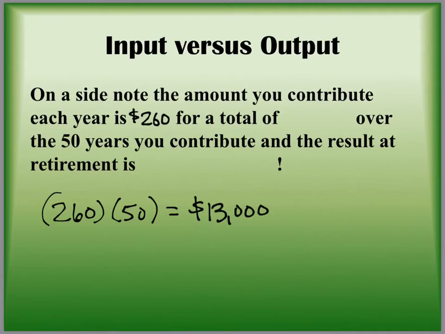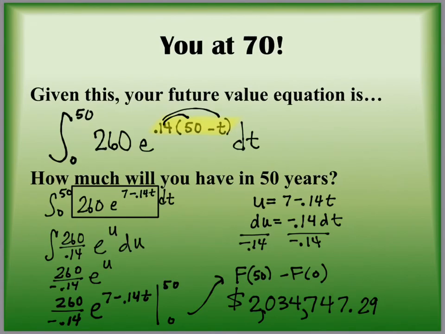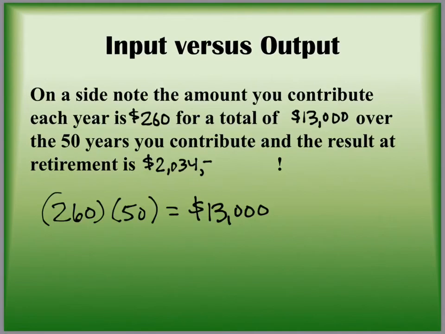So we actually only put in $13,000 of our money, and we end up at the end with $2,034,747.29, if I got the number right from the previous screen. We invested $13,000 over 50 years, and we are ending up with $2 million. That's kind of crazy. It is, right?